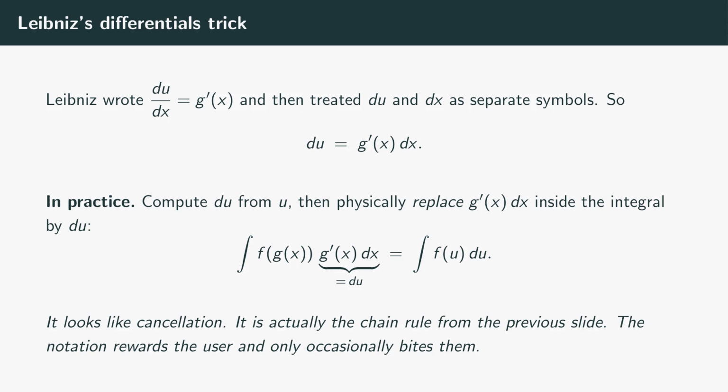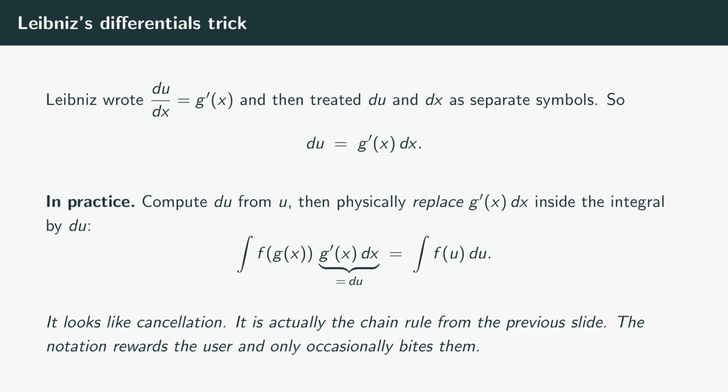Now a word about notation. You will see this written in a way that looks like algebraic sleight of hand, and I want you to know exactly why it works. Leibniz's notation writes the derivative as du over dx, as though they were separate quantities. They are not. Du over dx is a single symbol for the derivative. But Leibniz designed his notation so that you can, in many situations, get away with treating du and dx as if they were independent tiny quantities.